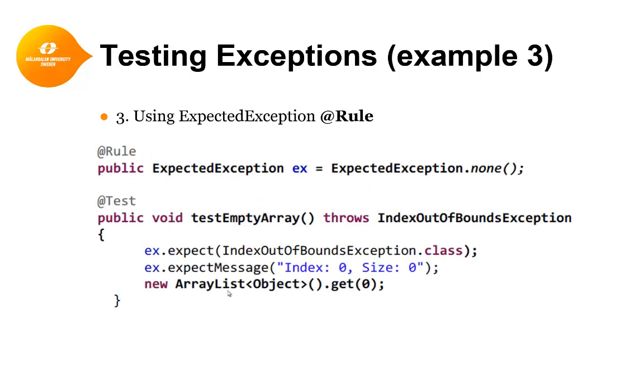And then there is a third way of doing that, and this is I think specific to jUnit version 4, where you can use the expected exception rule. So this is another annotation in jUnit. So you can, at the very beginning of your testing class, specify a rule where it is expected that tests are throwing specific exceptions.